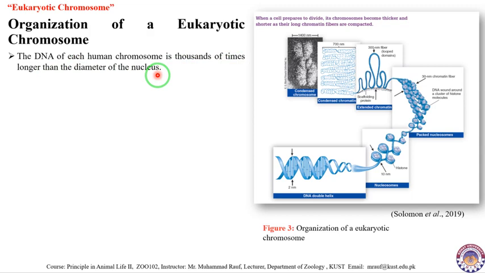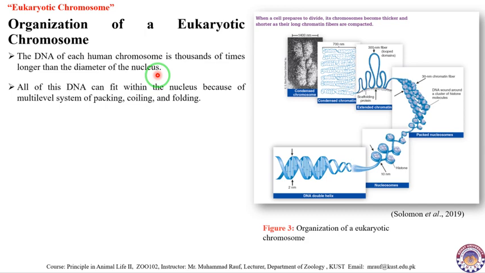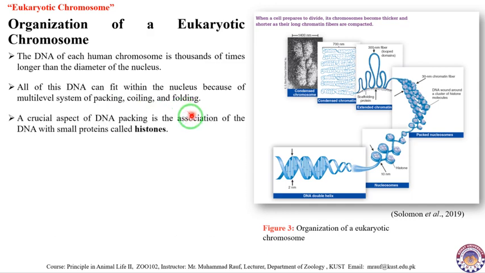So the DNA of each human chromosome is thousands of times longer than the diameter of the nucleus. We have already discussed that all of this DNA can fit within the nucleus because of the multi-level system of packing, coiling, and folding. So there are several levels of packing, coiling, and folding, which enable a 2-meter long DNA molecule to assemble in an area which is 250,000 times smaller than its size. It is only possible through packing, coiling, and folding.